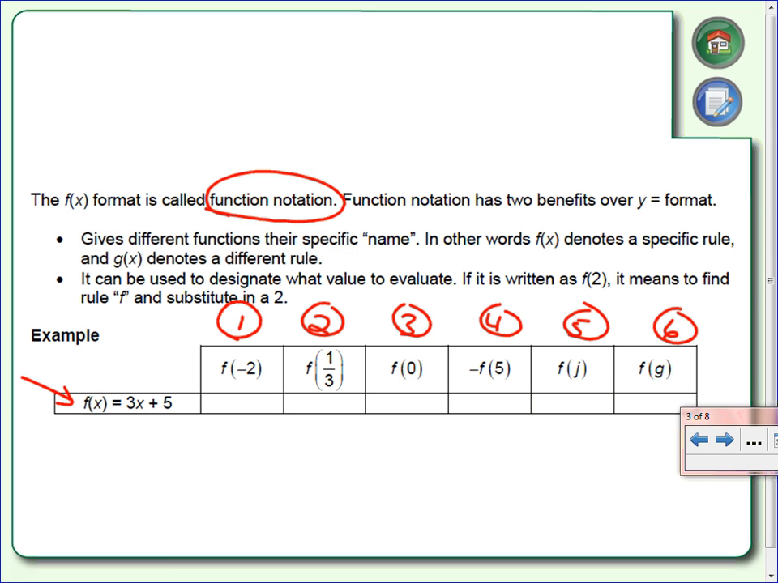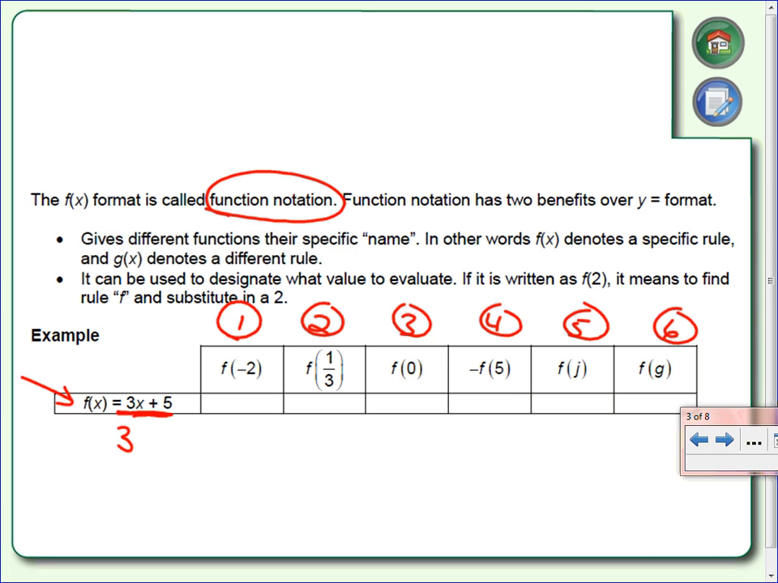Now I realize they didn't give you a whole lot of room to work here, guys, so you're going to have to write pretty small to get all 6 of them in that little space that they give you. So don't write too big here. All right, so we're going to start with the first one. Number 1, we're going to find f of negative 2. And the way we're going to find f of negative 2 is by using this rule right here.